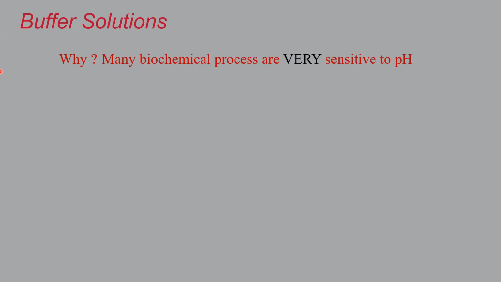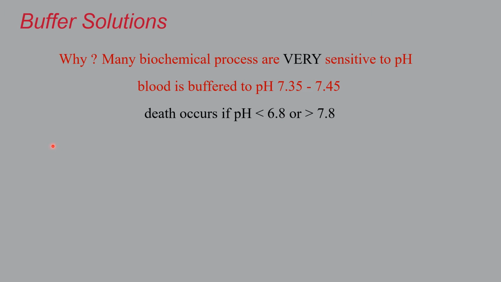Well, because a lot of biochemical processes are incredibly sensitive to solution pH. In fact, blood is buffered to pH about 7.35 to 7.45, so it's a little on the basic side. And this is so critical that there are two buffer systems in blood to keep it to such a narrow range. In fact, if the pH drops below about 6.8 or rises above about 7.8, that's pretty much it for you, so don't do that.